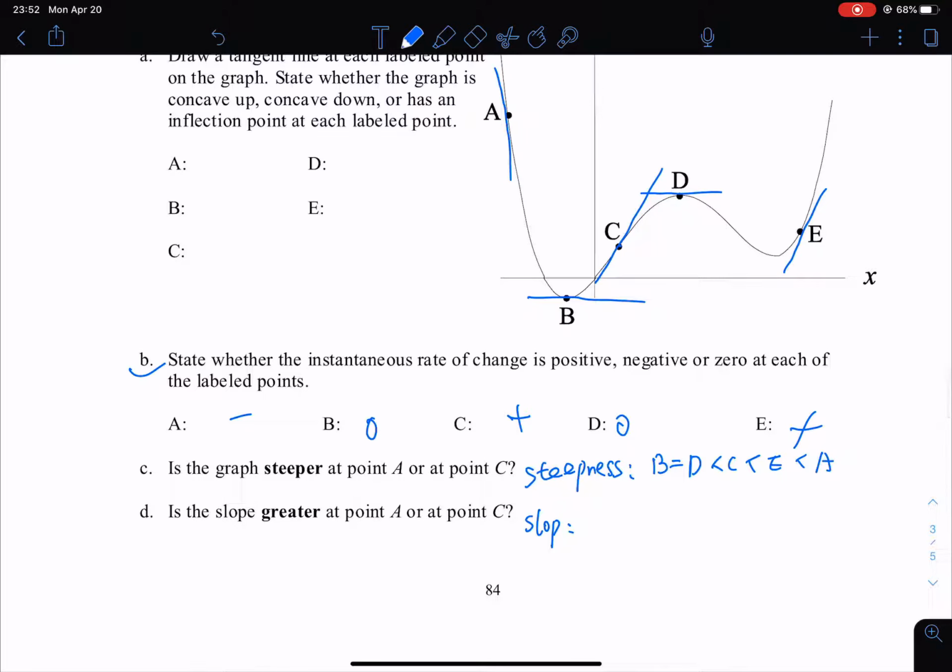The slope, we have to consider the sign. So we have to consider positive and negative. But we know B and D, the slope is just 0. So B and D are the same. And then C and E are positive. But because E is steeper than C, C is less than E. And then the only one, point A, is negative. So A is the only negative one. Alright, so just remember for the steepness, we don't have to consider the sign. But for the slope, we have to consider the sign.